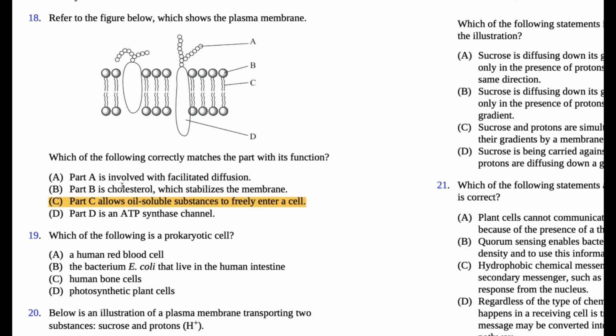Which of the following is a prokaryotic cell? Human red blood cells? No. The bacterium E. coli that lives in the human intestine. Of course not human bone cells, which are eukaryotic, and plant cells are eukaryotic. B is the correct answer. Human red blood cells don't need to have a nucleus, right?